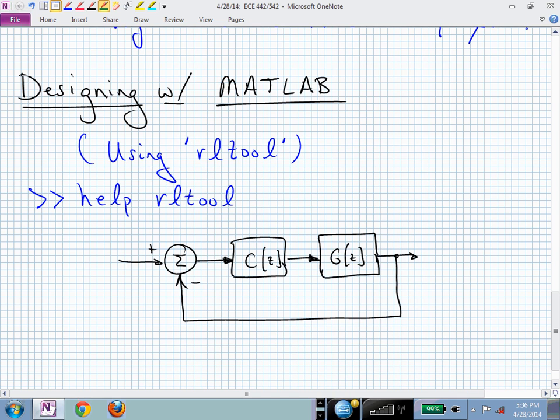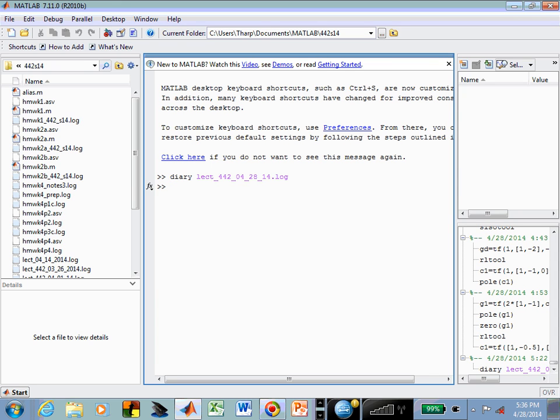for your homework assignment. Obviously, you won't be able to use this on the final exam, so you're going to have to understand the rules, the techniques that we use, but this might help you develop some intuition into what's going on. And what we will do is use a built-in tool in MATLAB called RL tool, or root locus tool. So let's see if we can actually do that.